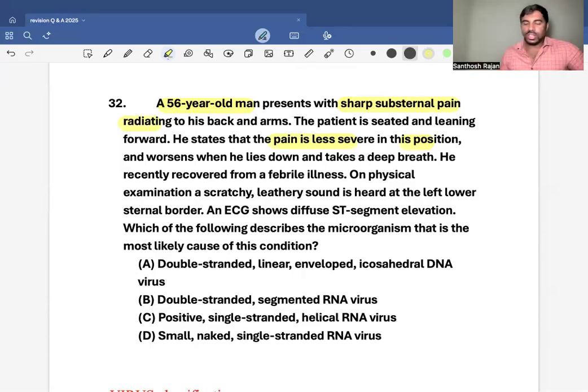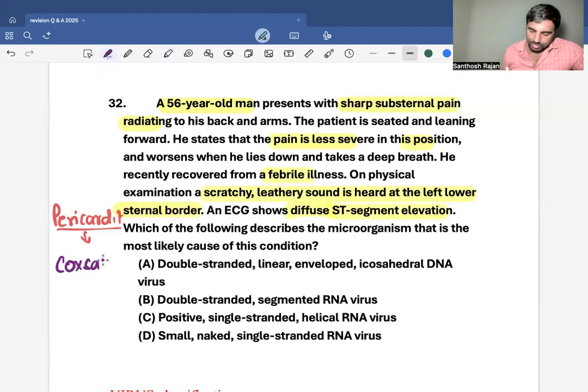He recently recovered from a febrile illness. On physical examination, a scratchy, leathery sound is heard at the left sternal border, and there is diffuse ST elevation. So this is going towards pericarditis. Which is most likely? When the word pericarditis comes, the one virus very characteristically known for that is Coxsackie, especially B. Pericarditis is Coxsackie B, which almost looks like an MI, but the diffuse ST elevation is all pericarditis.